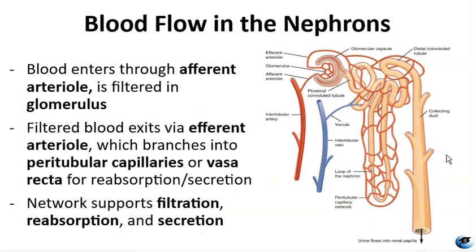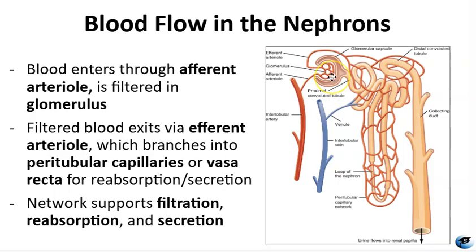So let's look a little bit at the blood flow through the nephron in more detail. The blood flow is carefully organized to support filtration, reabsorption, and secretion, and it begins as the blood enters the nephron through the afferent arteriole, which delivers it to the glomerulus. Again, the glomerulus is a dense network of capillaries, and they are specialized for filtration.